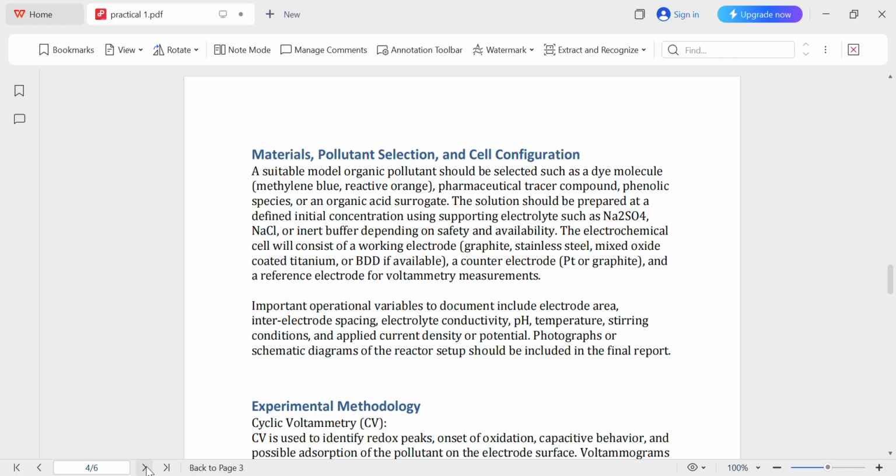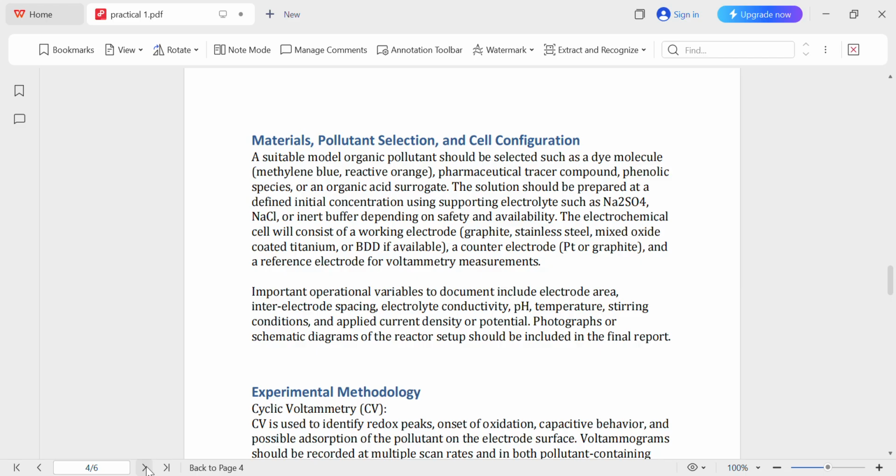Photographs and the schematic diagrams of the reactor setup and condition setup should be included in the final report. This means include the picture of the diagram of your lab setup in your report. This helps others understand how the experiment was done.